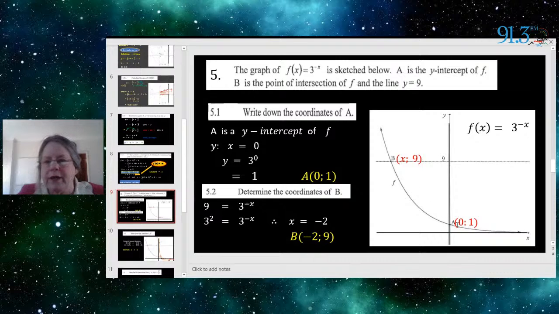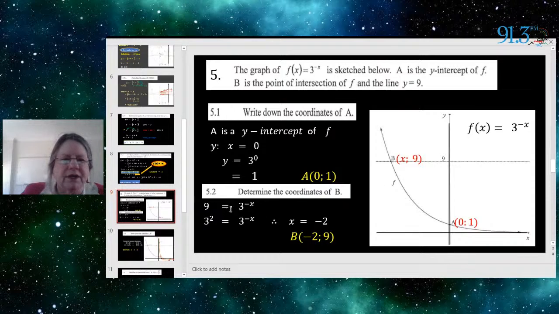So the coordinates of A will be 0 for x and the 1 that we calculated. Then for 5.2, they want the coordinates of B. And here we have the same concept as in the previous question. If you have a pair of coordinates and you have a function equation, you can substitute. This time we have the y. We substitute the y into the equation and we can calculate the x.